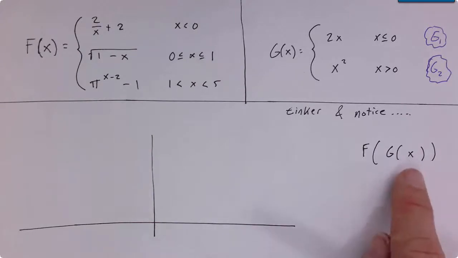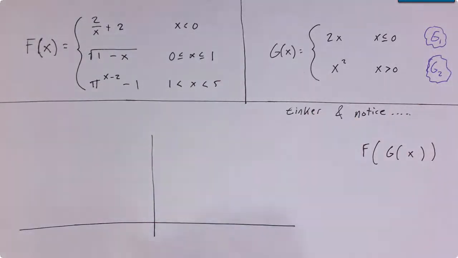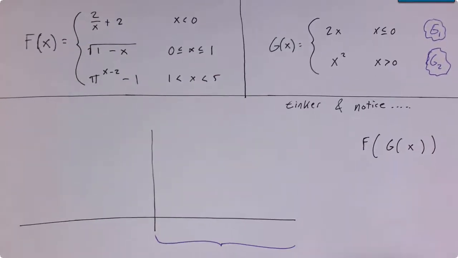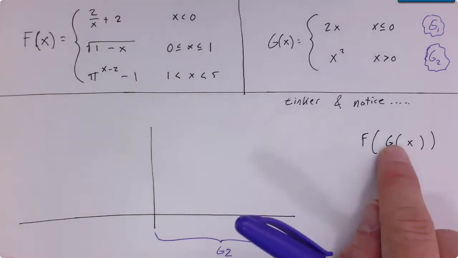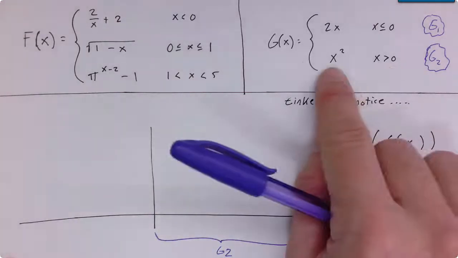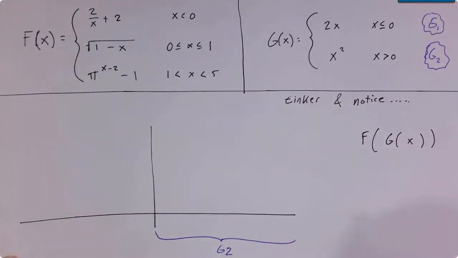So it looks like whenever I choose an x value that's positive, I'm going to be using this second rule from g. So I can bracket this entire region here, and I know that g2 is going to apply to this entire region because we've got positive x values here, and I plug into the g function first, and positive x values in g always mean x squared. All right, so let's choose one and see how it works out.